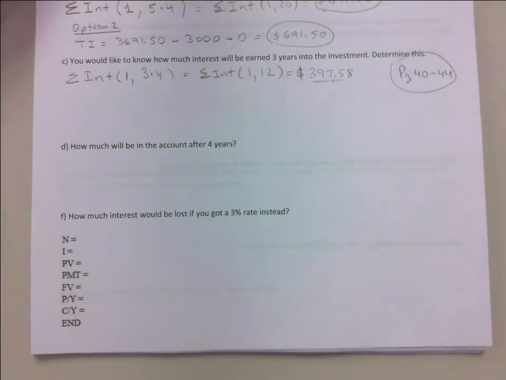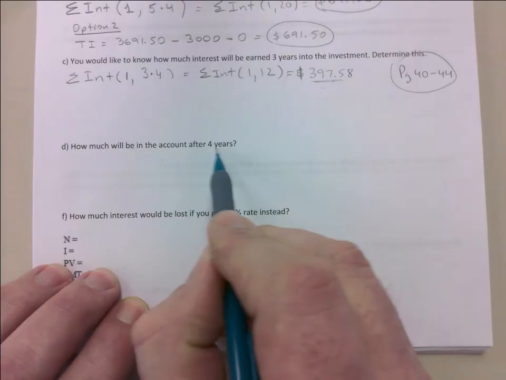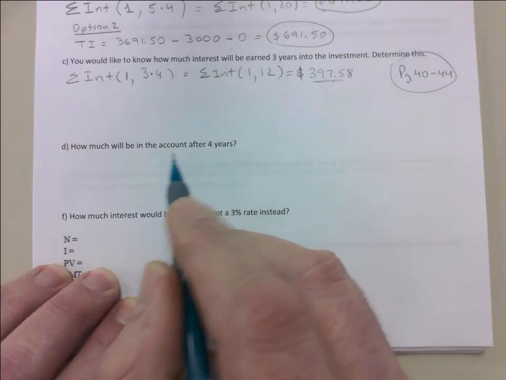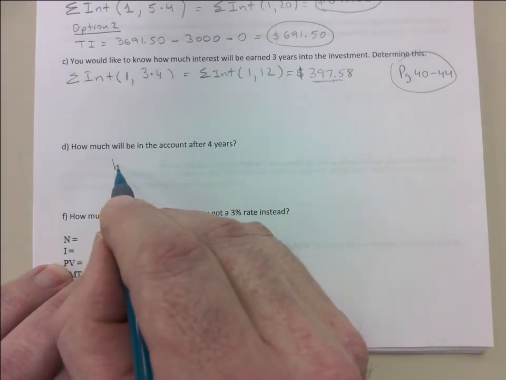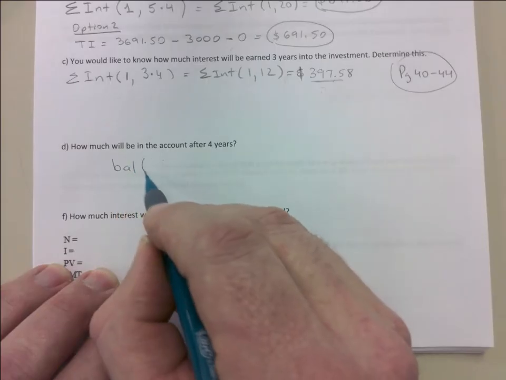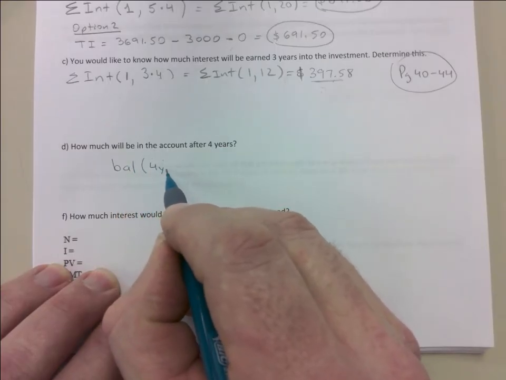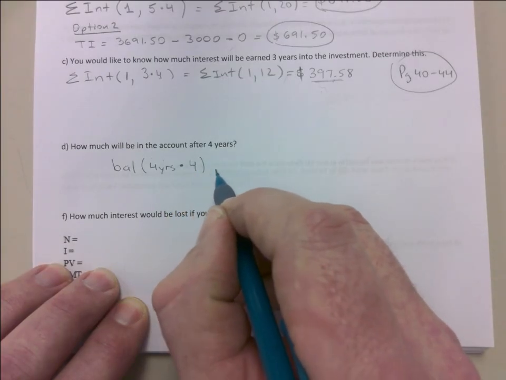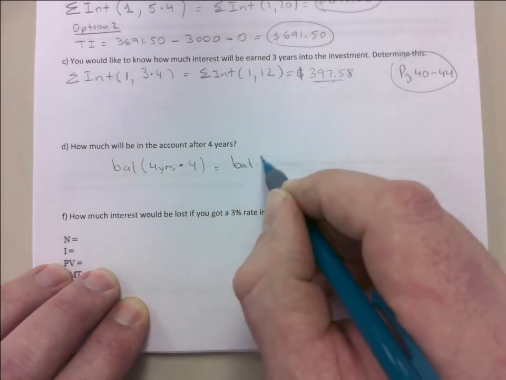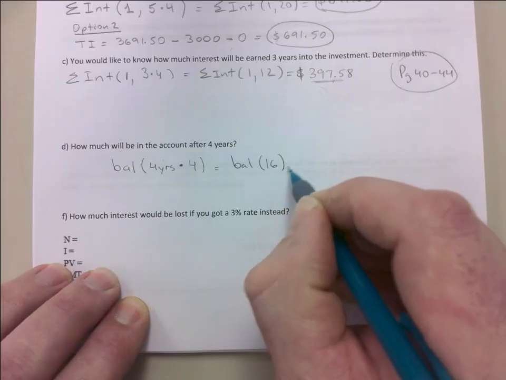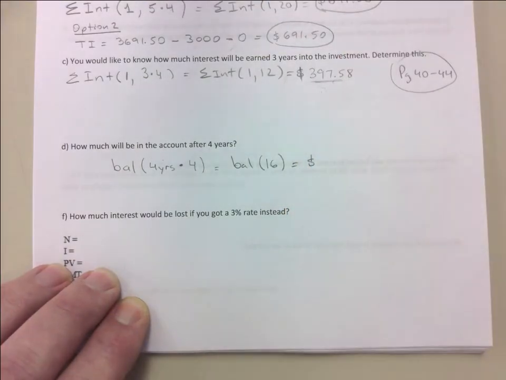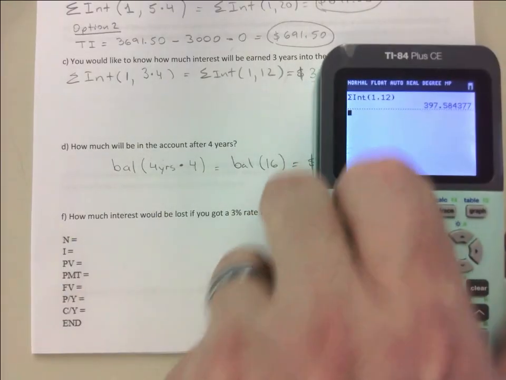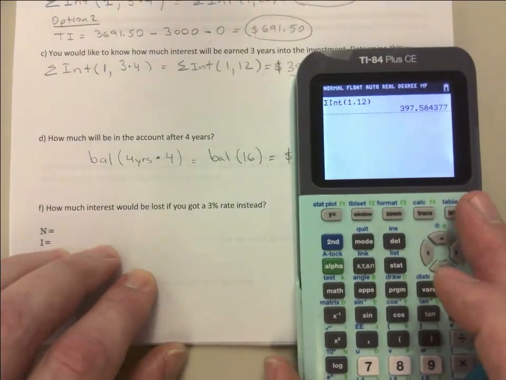Let's keep going. How much will there be in the account after 4 years? What would I use here? Balance. I will go 4 years times whatever PY is. So we're going to do that. I'm going to call balance.